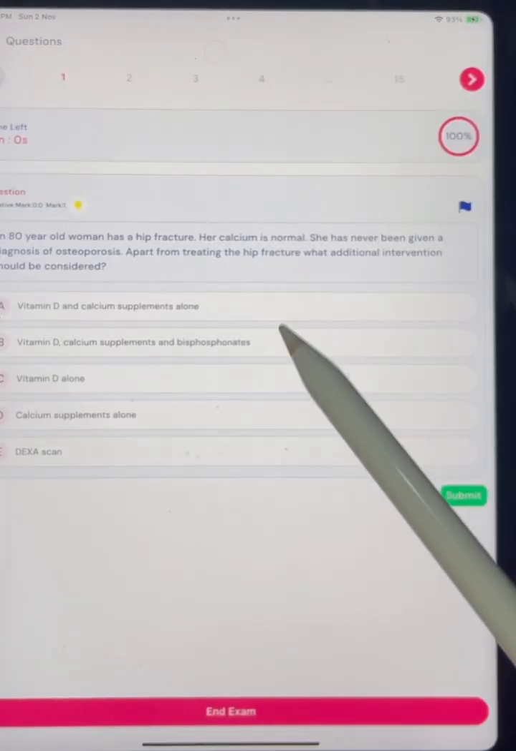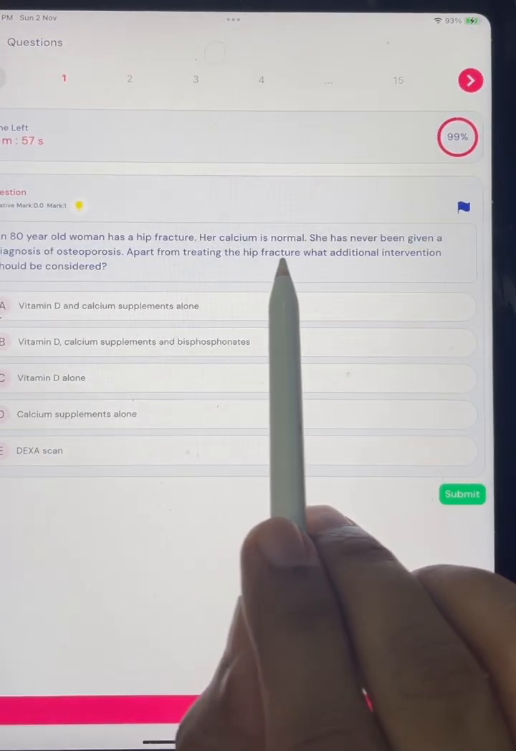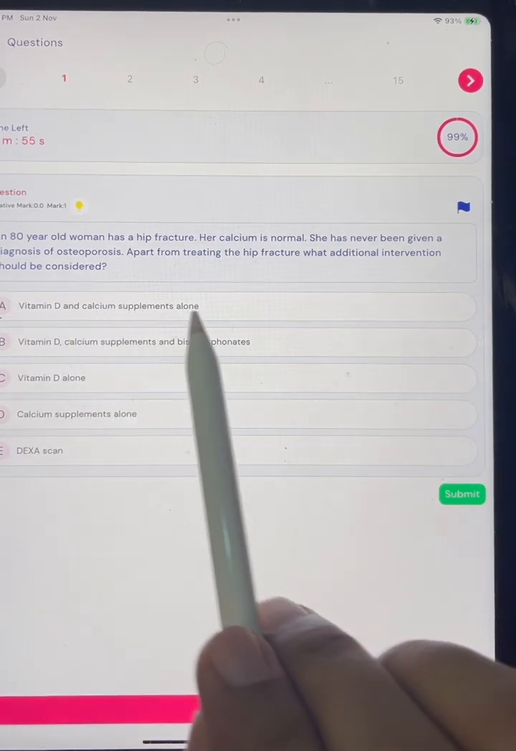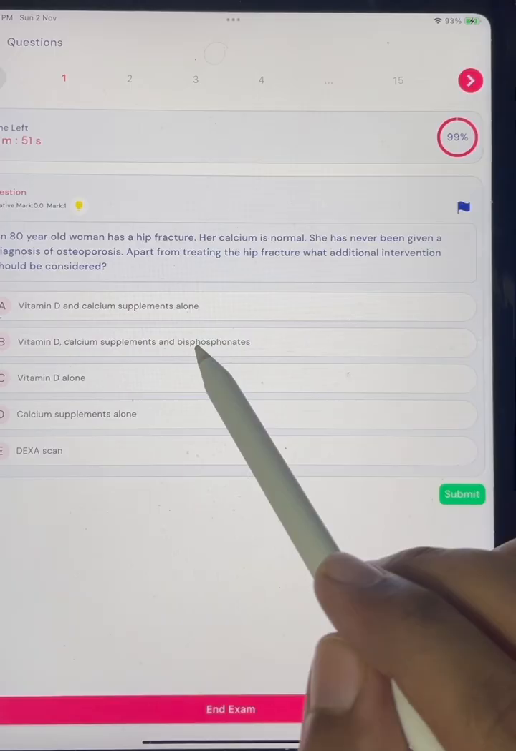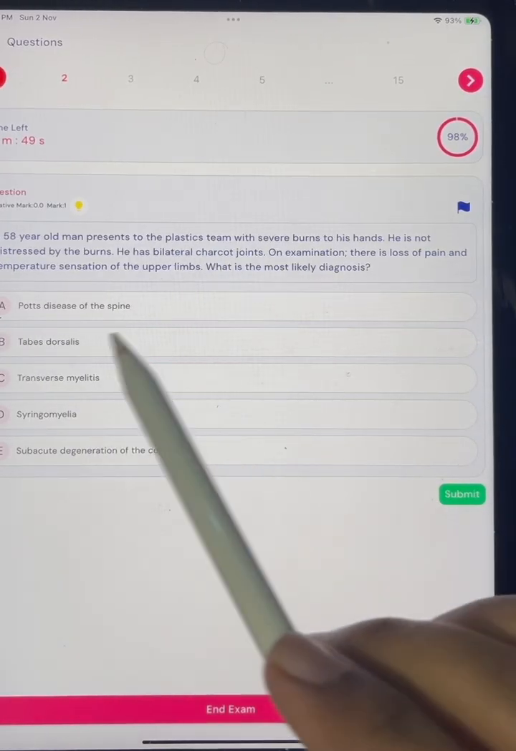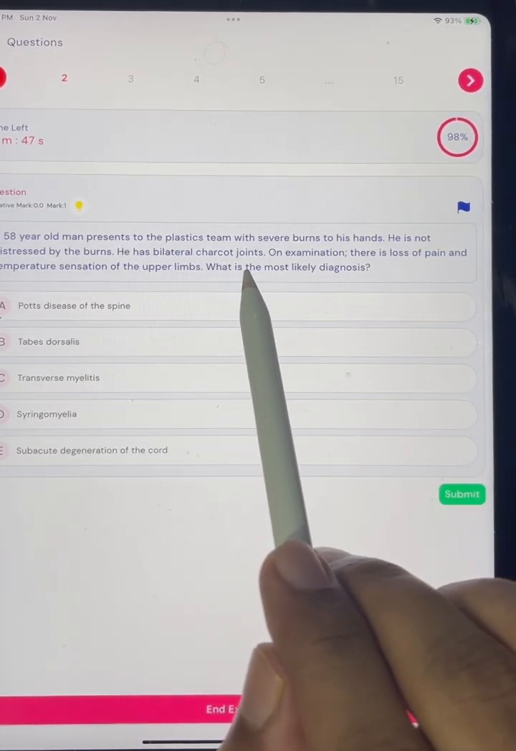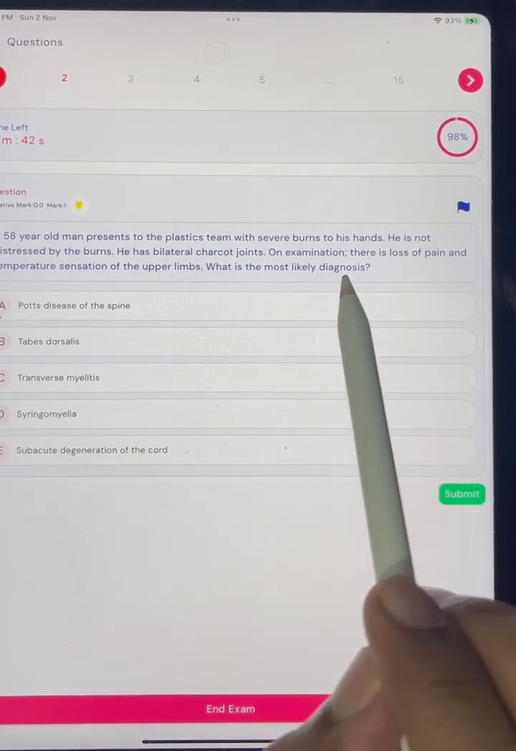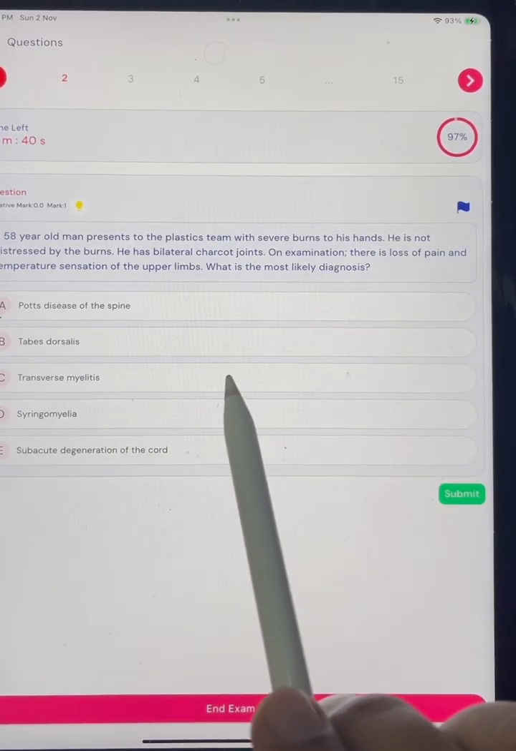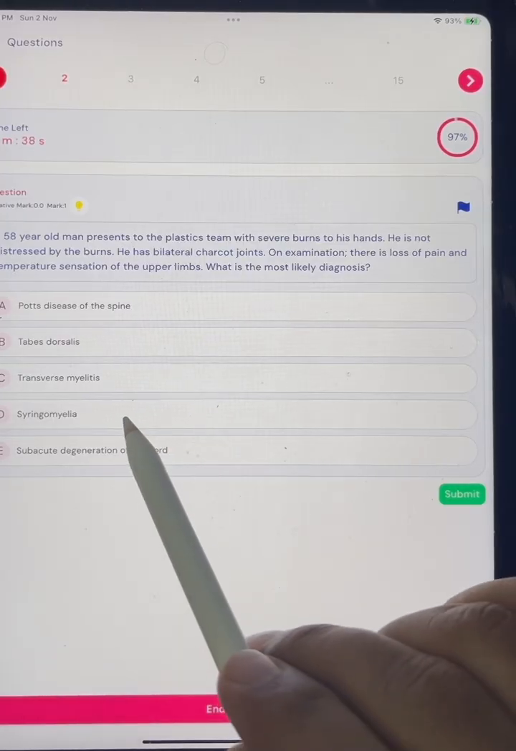Now coming to the last exam. Let's start. 15 questions. An 80-year-old woman with a hip fracture. She has never been given a diagnosis of osteoporosis. Apart from treating the hip fracture, the additional requirement is always calcium and bisphosphonates. Second, a 58-year-old patient to the plastic team with burns to the hand. He is distressed by the hand, bilateral Charcot joint. So this is central loss of sensation, syringomyelia.